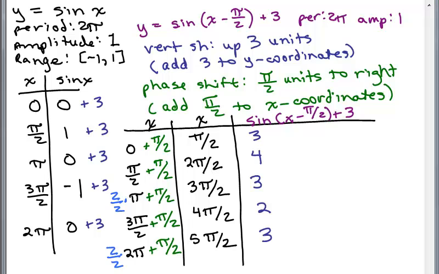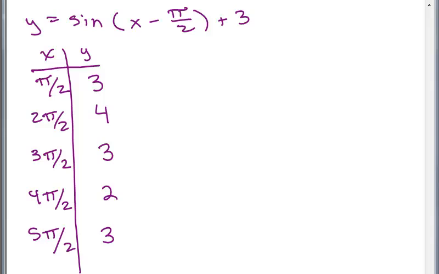And I know we can simplify these x-coordinates, like the second one you can call pi, the fourth one you could call 2 pi, but it's actually easier when you draw a little chart to just go ahead and leave them all with a common denominator. All right, so here is our original function, y equals the sine of x minus pi over 2 plus 3.